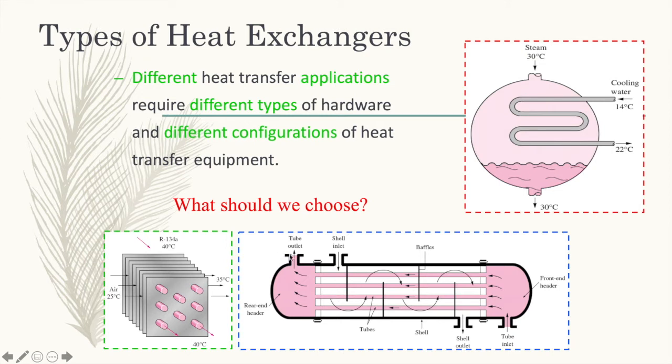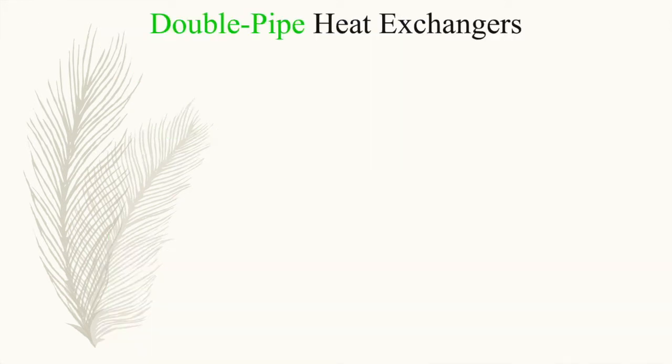Okay, so as you can see here in this shell and tube heat exchanger, we have this space. This space is what we call the header. So when the fluid flows in, it goes into the header first, and after that it flows into the tubes. Okay, so that is a shell and tube heat exchanger.